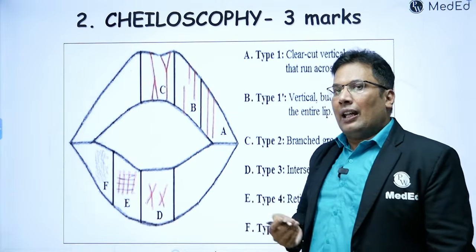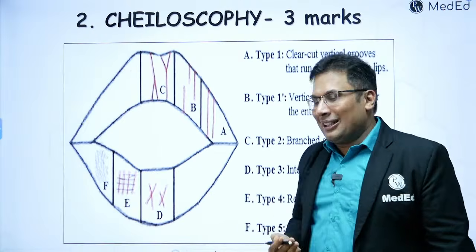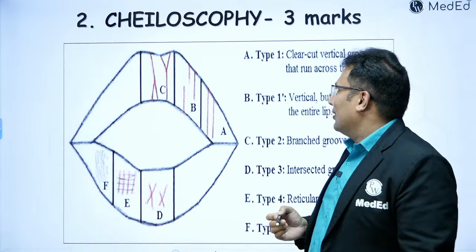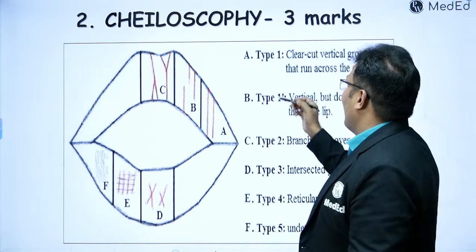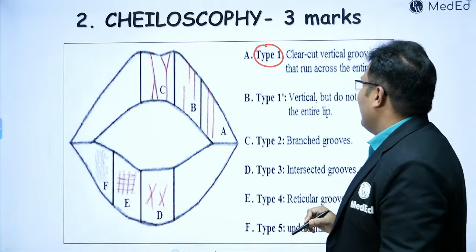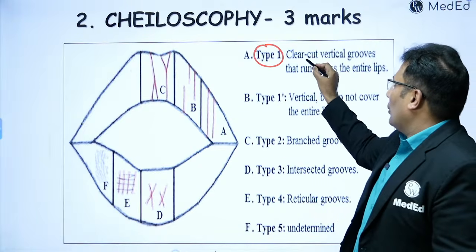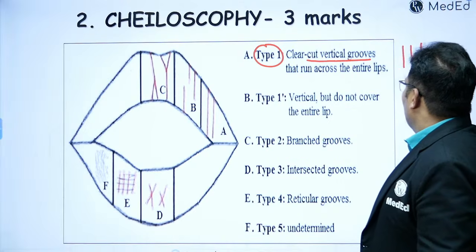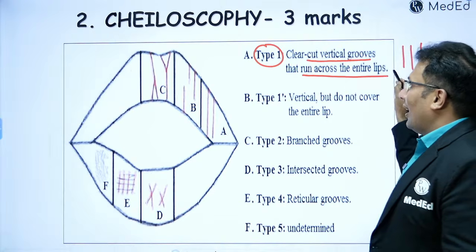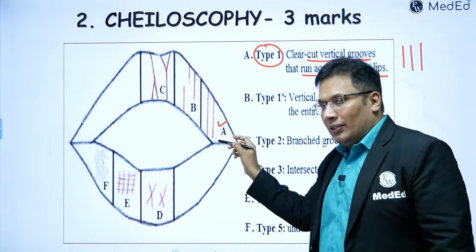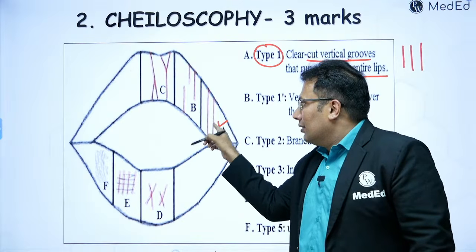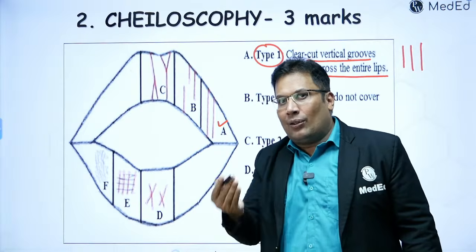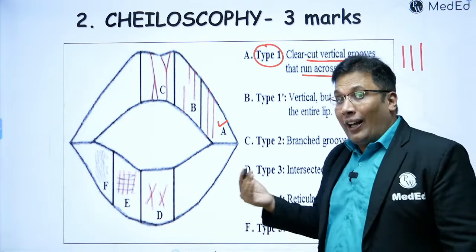There are different types of lip print. Basically there are A, B, C, D, E, F, so there are basically 5 types. So that is type 1. What is type 1? Type 1 means clear-cut vertical grooves that run across the entire lip. You can notice here, the grooves cross the entire lip. That is known as type A or type 1 basically.